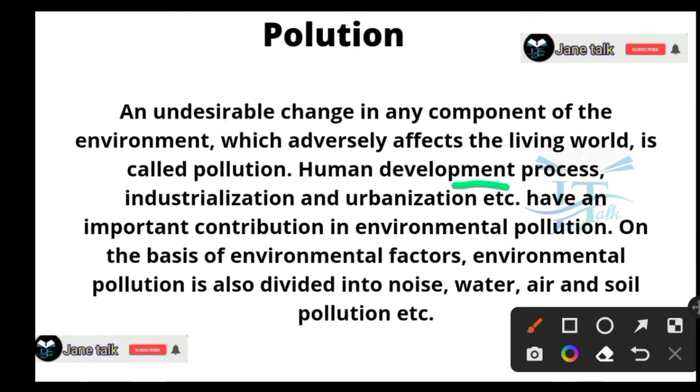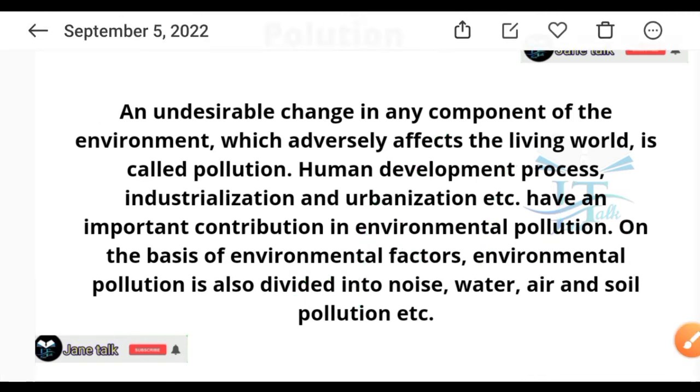Okay, human development process, industrialization and urbanization, etc. have an important contribution to environmental pollution. Exactly. On the basis of environmental factors, environmental pollution is also divided into noise, water, air, soil pollution, etc. So this is a classification of pollution. Noise pollution, water pollution, air pollution, soil pollution, these are the types of pollution, right?